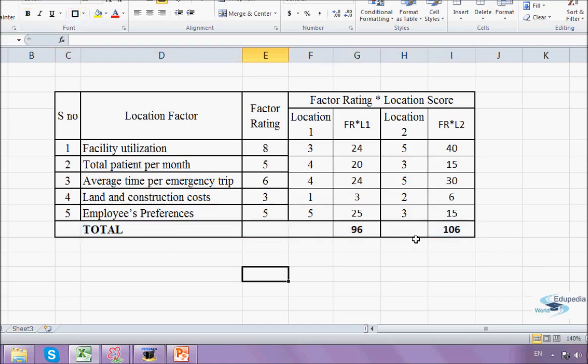Okay, so now which of these two is a better location? Exactly, it is the second one. It's the second location, location 2, which is better. Why? Because this gives us a higher value of the sum of the product of the weights and the scores of the location. Okay, and this is what the factor rating method tells. So location 2 is a better location for us in this question.